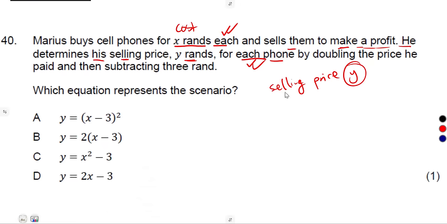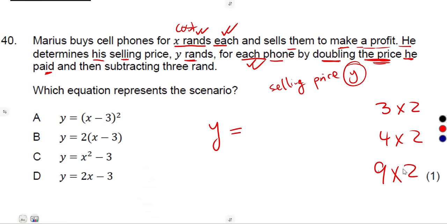So the question is that profit that he determined, it is being found by what? By doubling the price he paid. Double the price. What is the price? The cost price. So Y is equal to double that. If I have 3, double times 2. 4, double times 2. 9, double times 2. So if I have X and double it, X times 2.